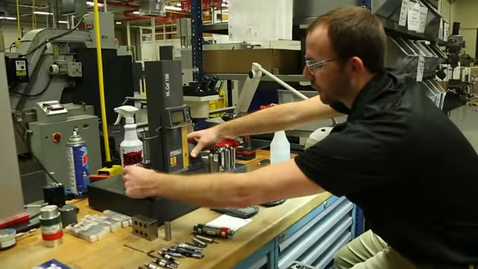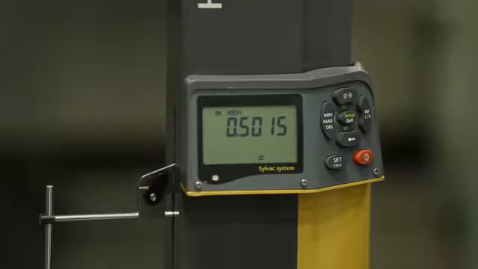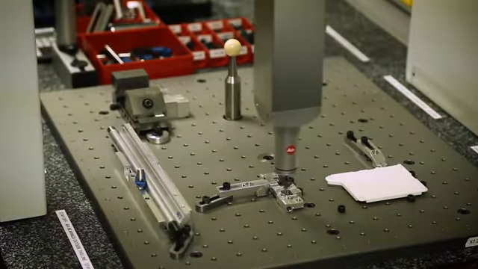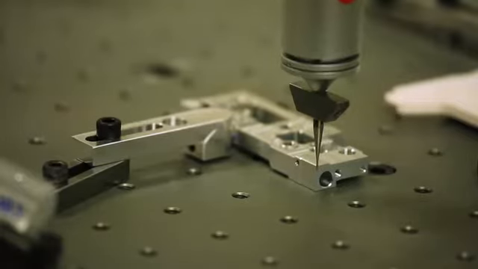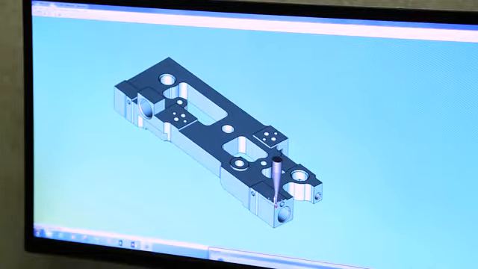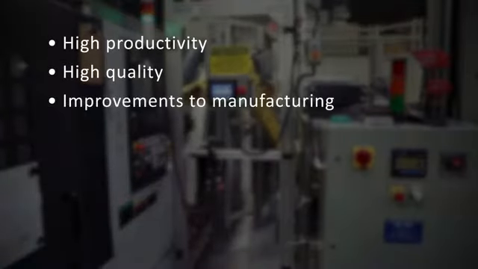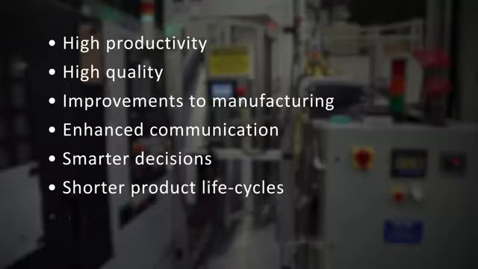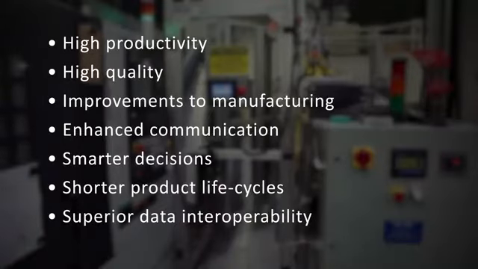Processes previously monitored and controlled by humans are now being controlled and monitored by smart sensors and actuators in this new generation of manufacturing. Intelligent machines use sensors and data to determine various aspects of manufacturing processes to maximize operations efficiency. The outcome? High productivity, high quality, significant improvements to manufacturing processes, enhanced communication among stakeholders, smarter decisions, shorter product life cycles, and superior data interoperability.